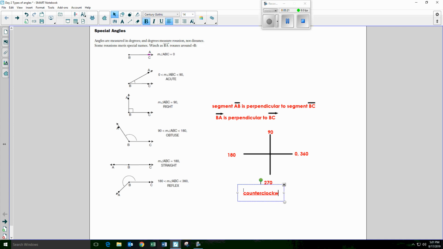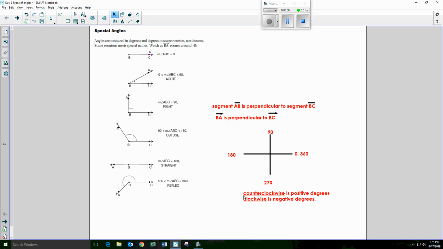Counterclockwise is positive degrees. Clockwise is negative degrees. I'm just teaching that now. You'll learn it later. But again, I will throw this on as extra credit, possibly on a quiz, test, or just out loud in class.